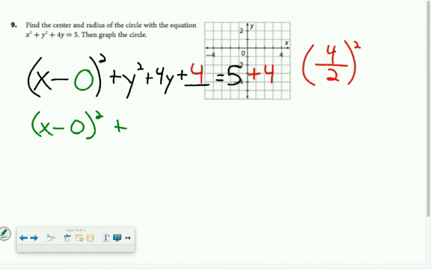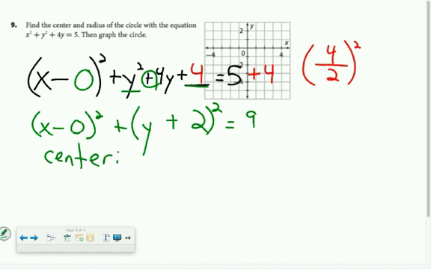And then plus y is the square root of y squared. 2 is the square root of 4. And then the sign in between them is a plus sign. And on the right-hand side, 5 plus 4 is 9. So the center is 0, negative 2. The radius is 3.